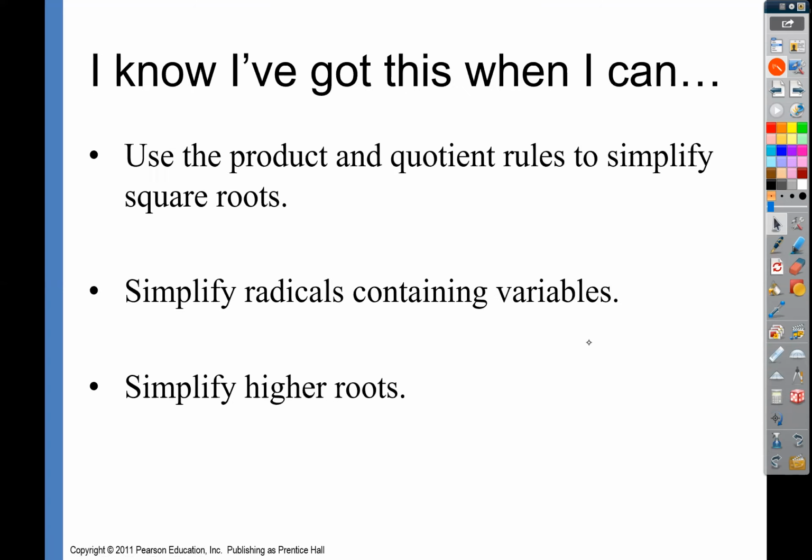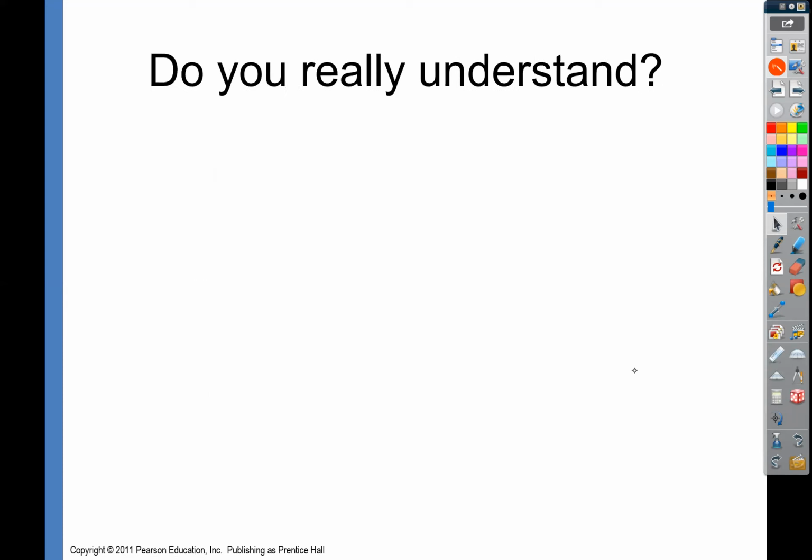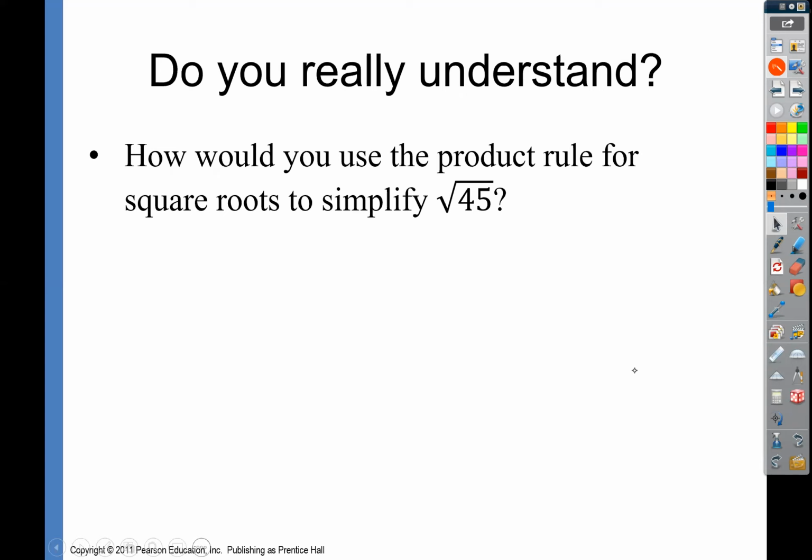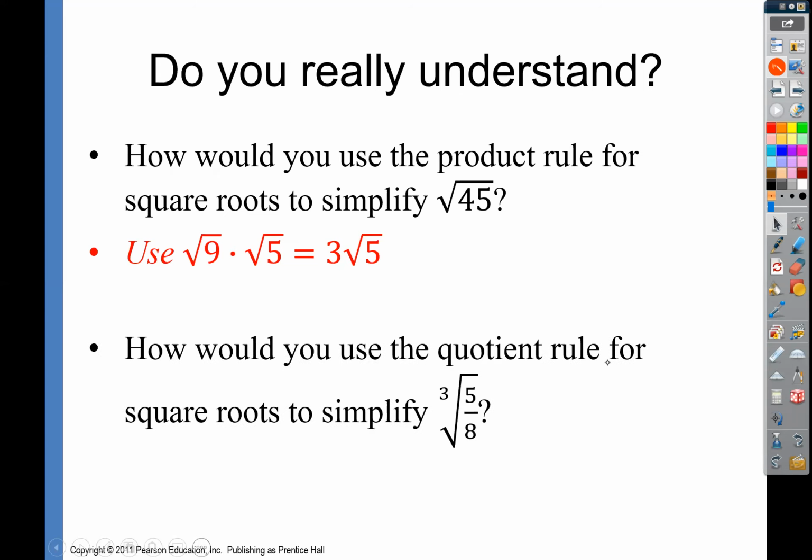So I know I've got this when I can use the product and quotient rules to simplify square roots, simplify radicals containing variables, and simplify higher roots. How would you use the product rule for square roots to simplify the square root of 45? You would use the square root of 9 times the square root of 5, which is 3 square root of 5. How would you use the quotient rule to simplify the cube root of 5 over 8? The cube root of 5 over the cube root of 8, and then you can simplify the cube root of 8 to 2.